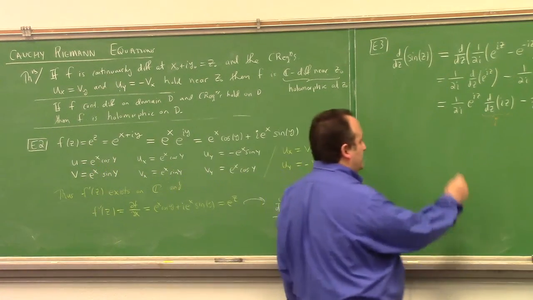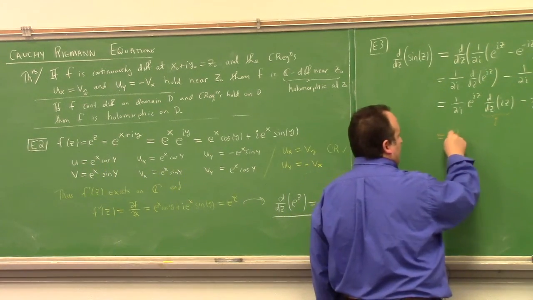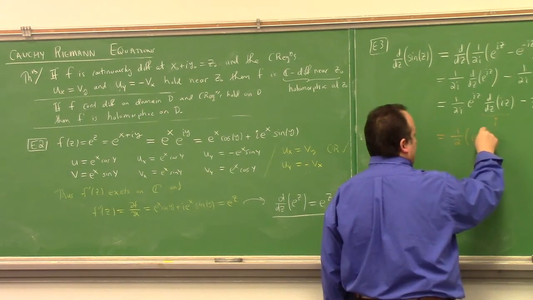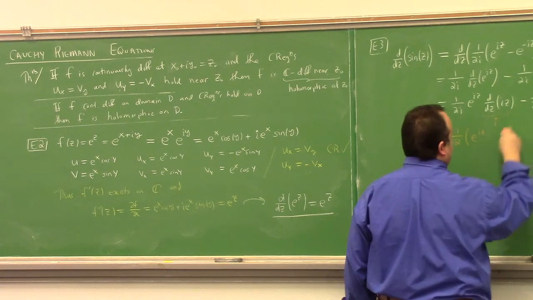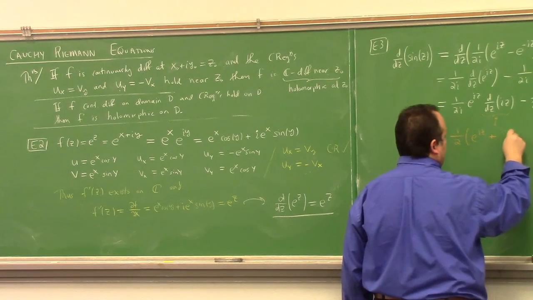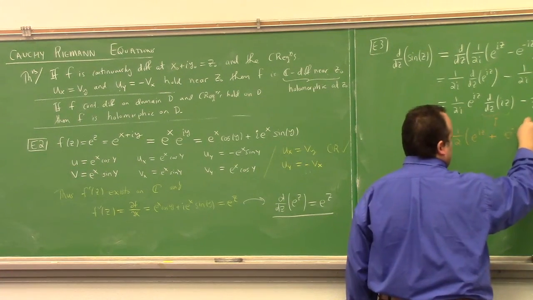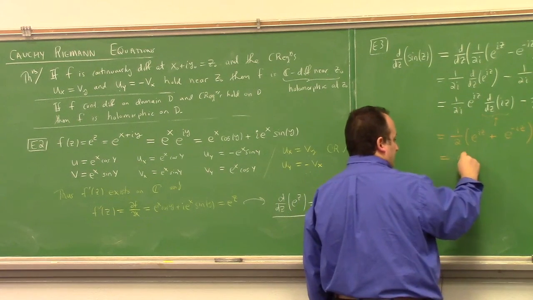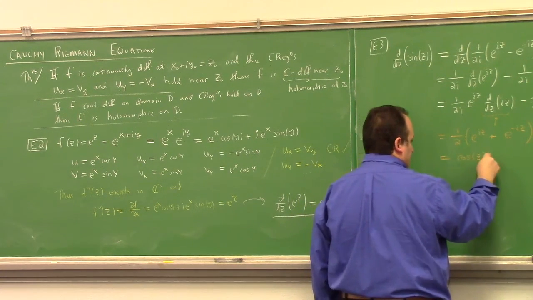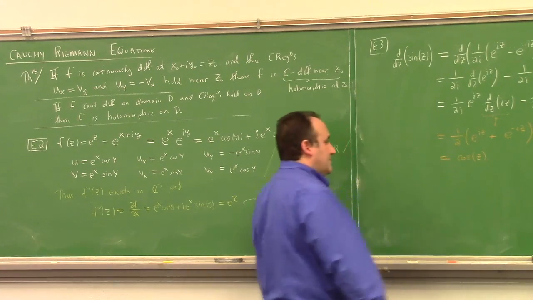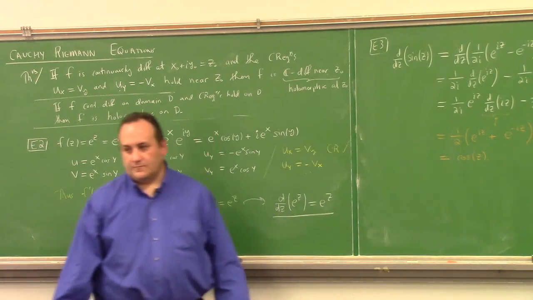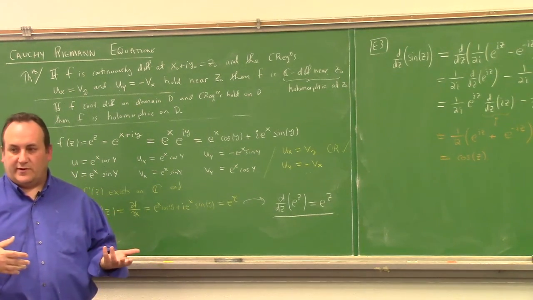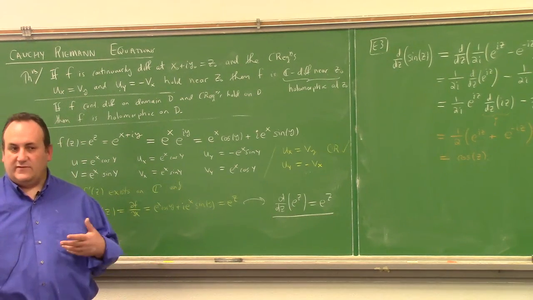And what do you got? Well, you got 1/2 e to the iz. Minus and minus cancel, giving me a plus on the other term too. Guess what that is? Surprise, surprise, cosine z. So the derivative of sine is cosine. Now, if we did this with the Cauchy Riemann equations, it would have been more work. But we could have done that just the same, right?